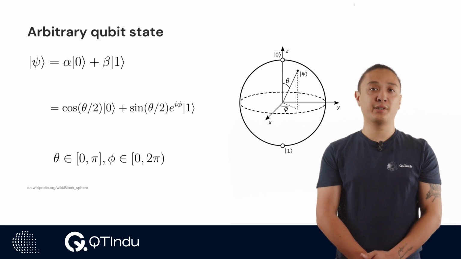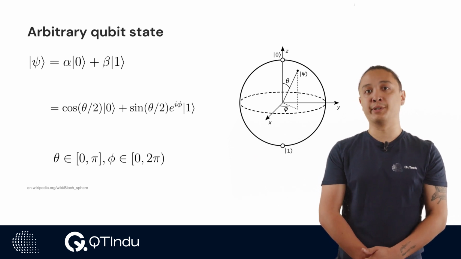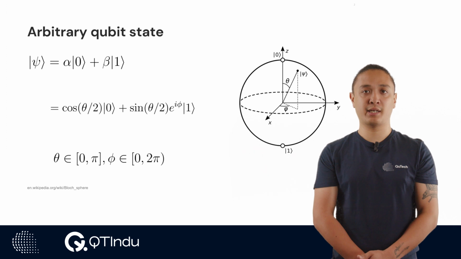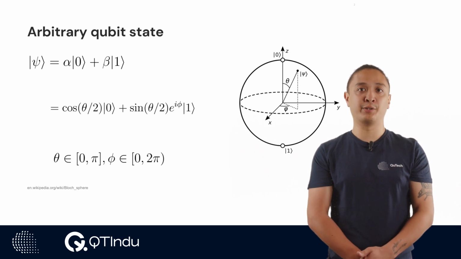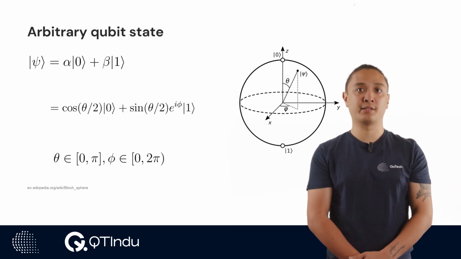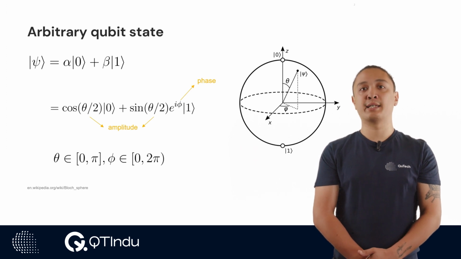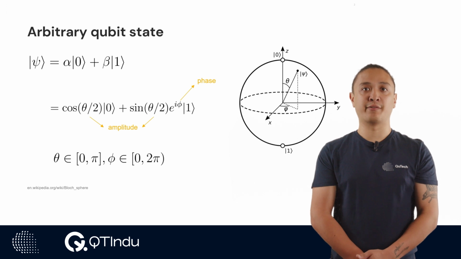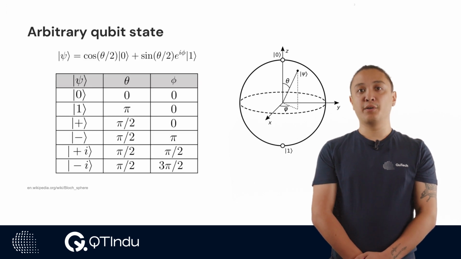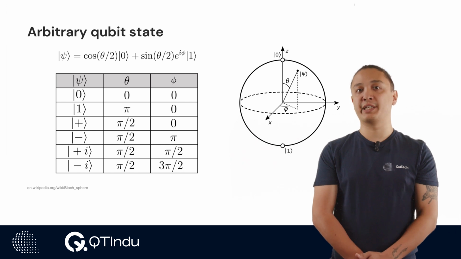By convention, we take theta to represent the angle between the state and the positive z-axis, and phi to represent the angle between the state and the positive x-axis. The value of theta essentially represents the amplitude of the basis states of our qubit, and phi represents the phase of our qubit.